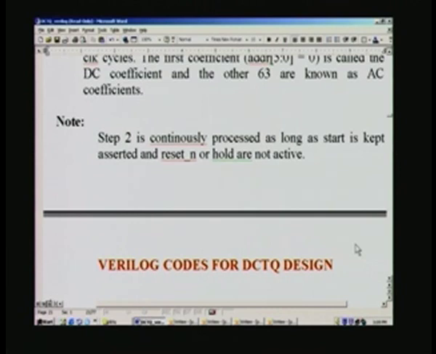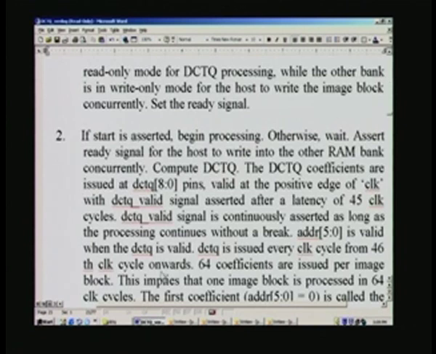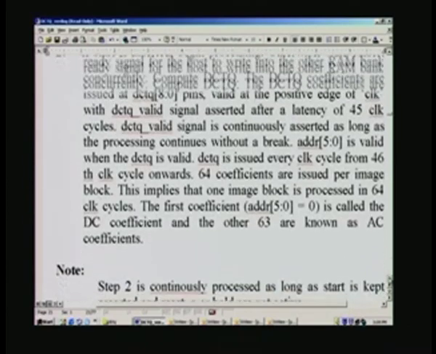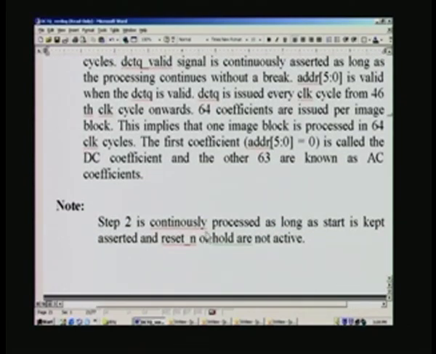So, we have a note here for step 2, that is what we have seen here. This is repeated DCTQ computation. We have to keep on repeating this block after block, continuously processing as long as start is kept asserted and reset or hold are not active.